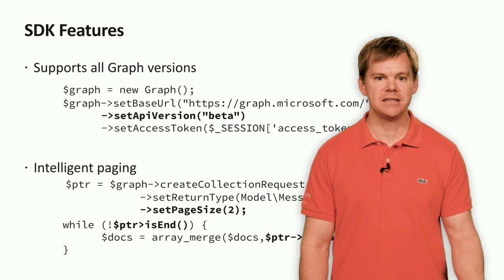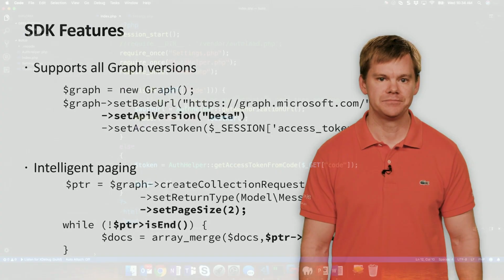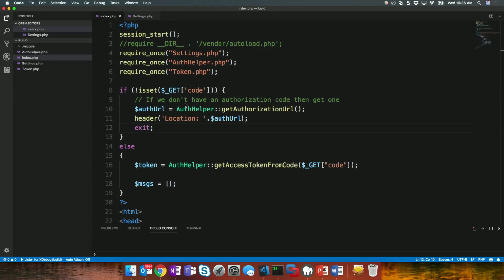Let's take a look at the SDK in more detail using a demo. Okay, I have a starter project here that basically already has all of the authentication details set up. So I have an auth helper PHP class that I can say, go get an access token, and that's the token that I'm going to use to work with the Microsoft Graph SDK for PHP.